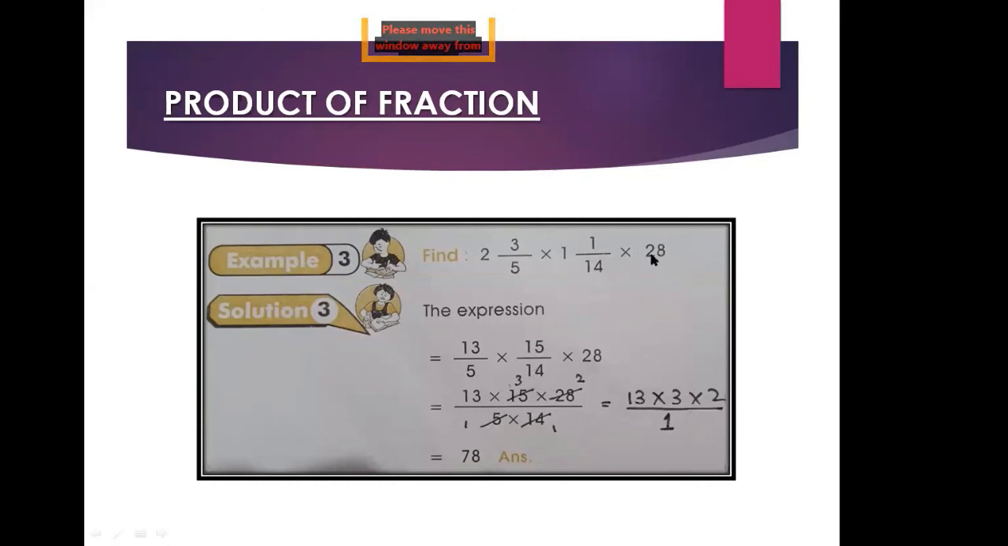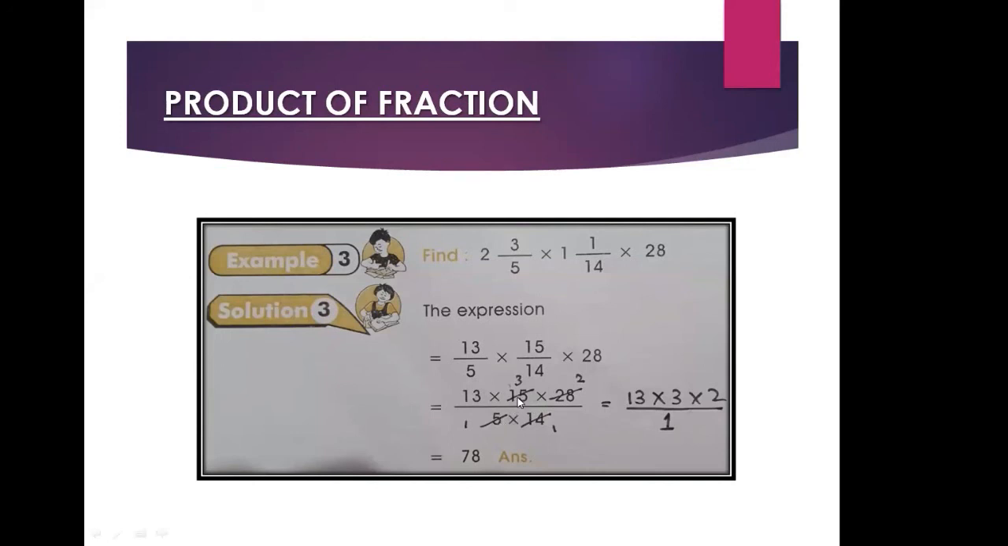Multiplied by 28. This 28 is written as a numerator, not as a denominator. In the denominator, we don't have any value, just put 1 here. For your understanding, just put 1. Okay. Now, the mixed fraction is converted into a common fraction. The next steps are the same as we have done in the previous examples. What we have to do, cancellation is possible crosswise. We will do cancellation.